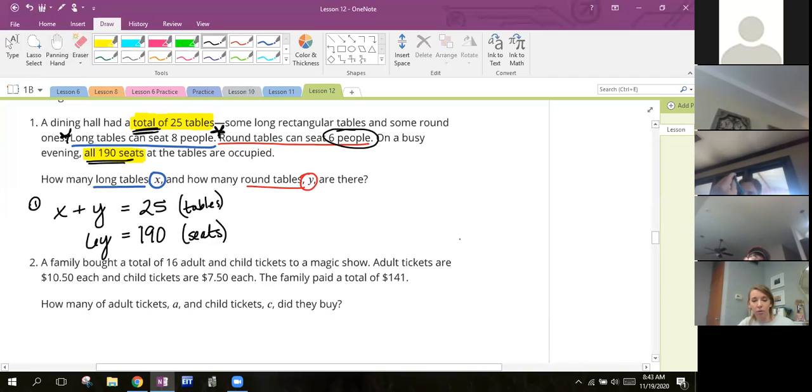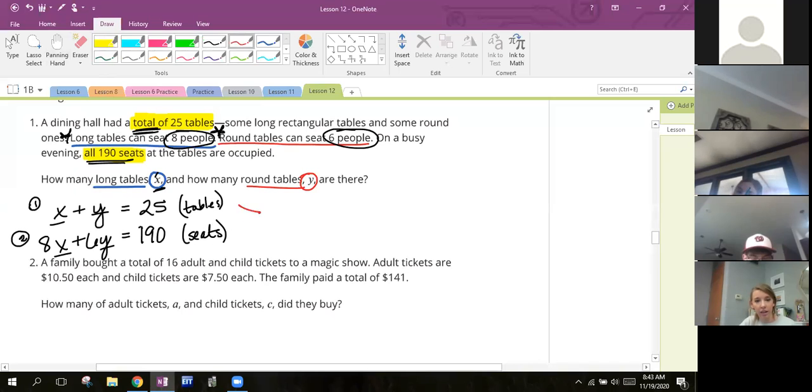What about long tables? Would long tables be 8Y? 8X. I mean 8X. Yes, good. Okay. And then we add those two together. Okay, so there is our second equation. So we want to find out how many long tables we can have and how many round tables we can have that meets our 25 table restriction and our 190 seat restriction or constraint.